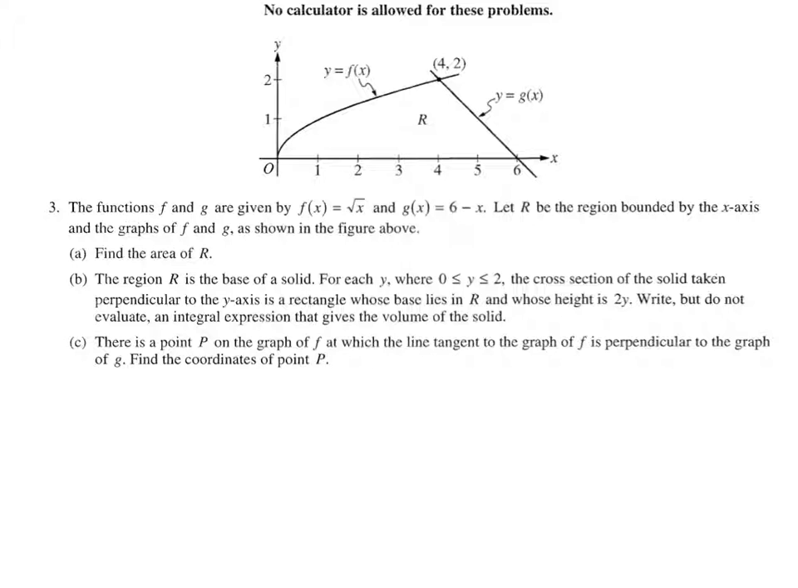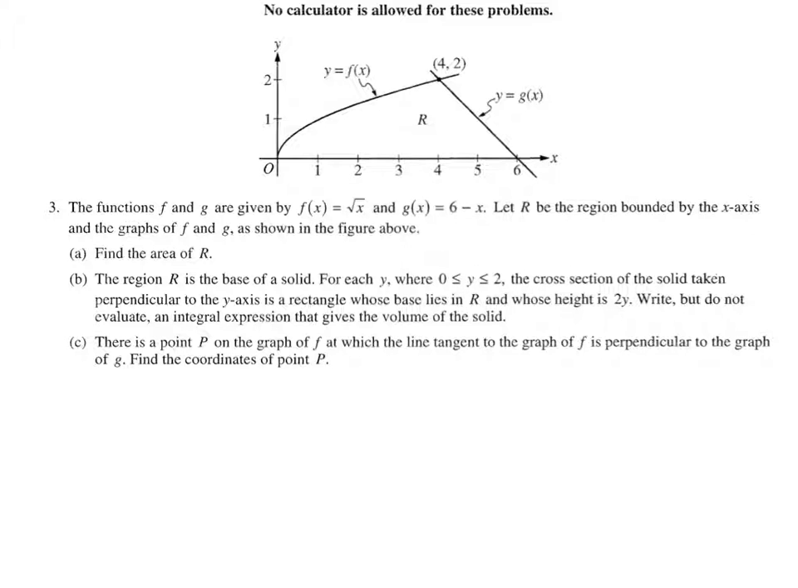In this case, what we have here is f of x equals the square root of x, g of x is 6 minus x, and R is the region bounded by the x-axis and the graph. So what we're looking at here is this region right there. First thing I want us to do is find the area of R.